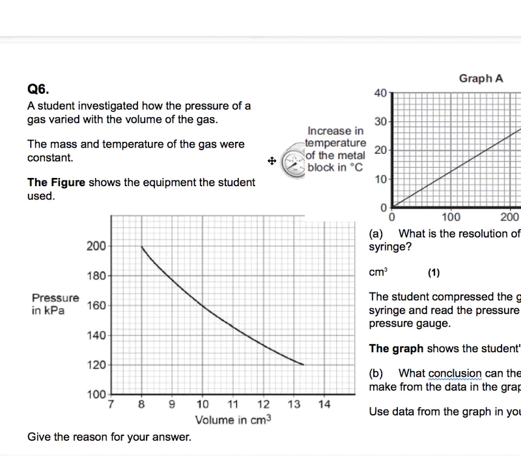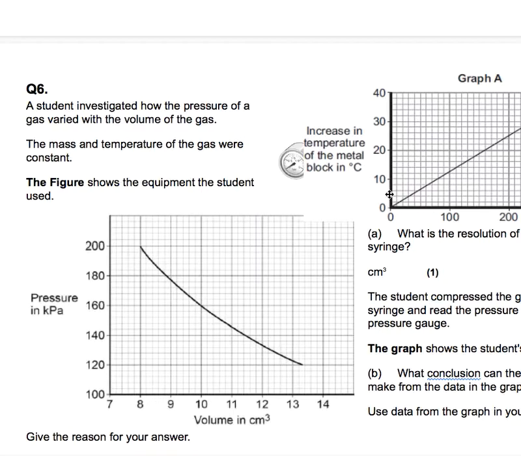Question 6. A student investigated how the pressure of a gas varied with the volume of the gas.